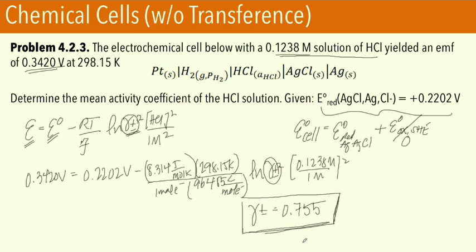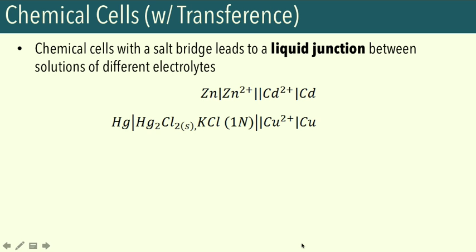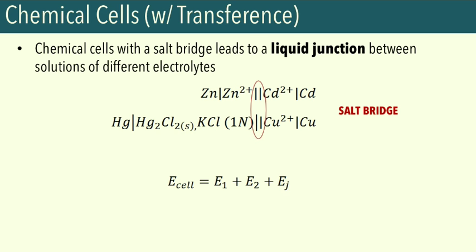Now let's look at what happens when we do have transference. A chemical cell with transference implies that we now have a liquid junction between our solutions of different electrolytes. Recall from our notation for chemical cells that a double line in between our electrodes corresponds to a salt bridge. The presence of a salt bridge actually contributes to the overall cell potential of our electrochemical cell.